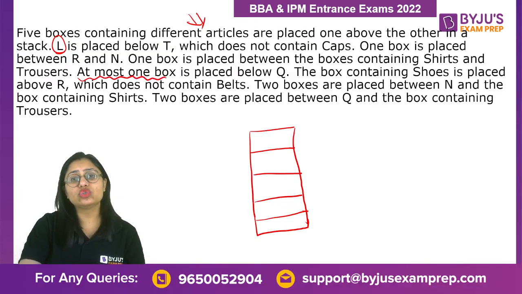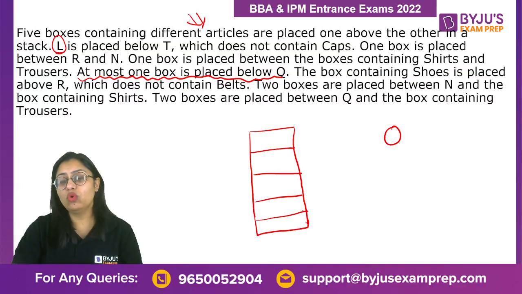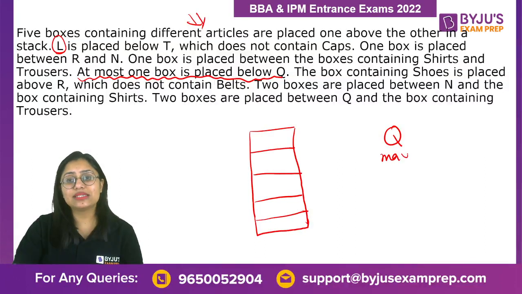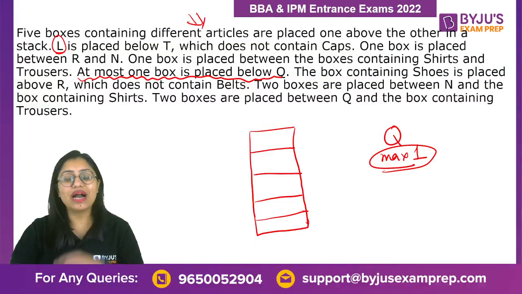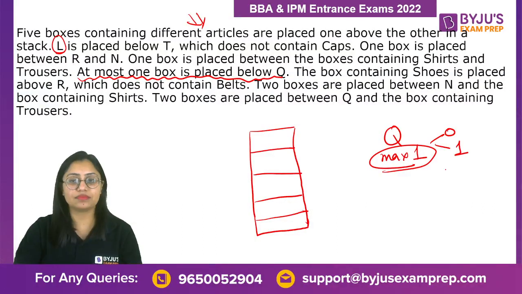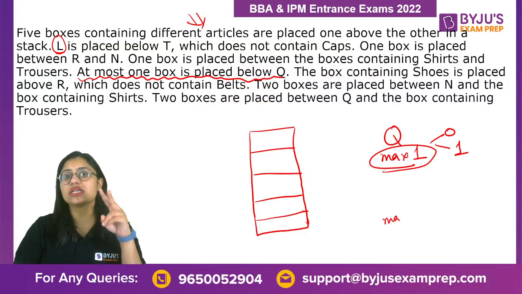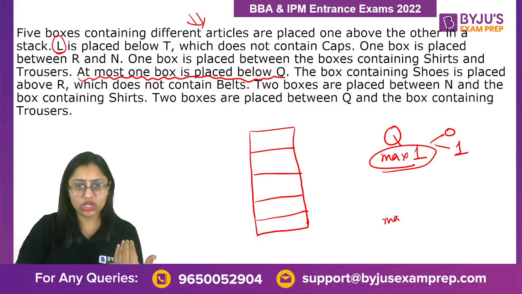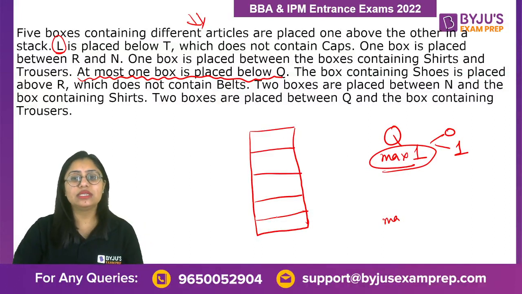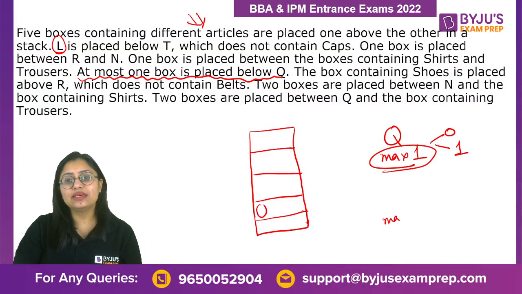At most, one box is placed below Q. So below Q, maximum one box can be below Q. So maximum one means either 0 or 1. Just like मैम ज्यादा से ज्यादा 2, ज्यादा से ज्यादा 1, ठीक है. सो मैक्स ज्यादा से ज्यादा 1 मतलब कम भी चलेगा, at max 1, ठीक है. So Q could either be placed at this position or this position.